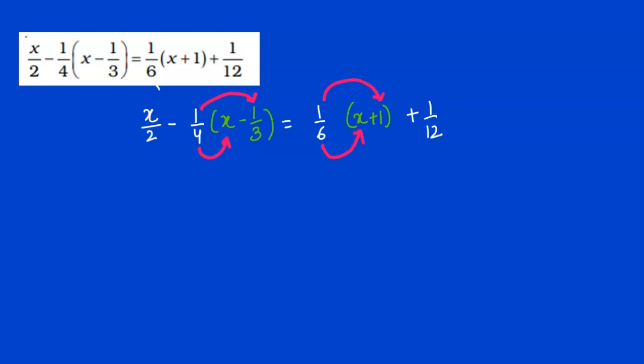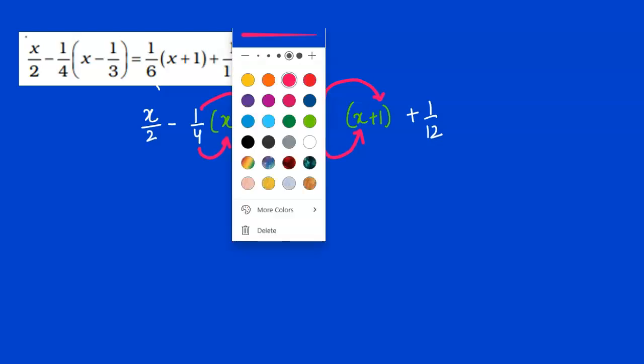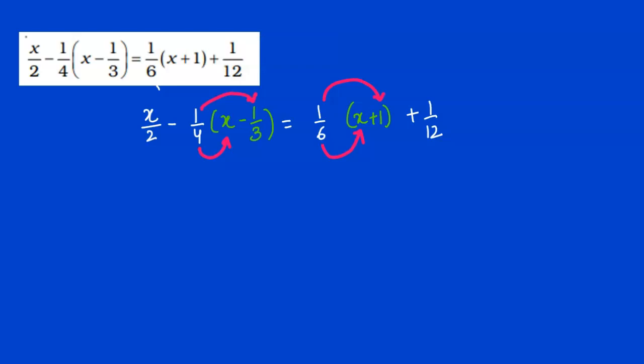Now another thing to notice over here is that this is not positive 1 by 3. In fact, we can look at it like this, that this is negative 1 by 3. So 1 by 4, and same thing here. We can look at it like this. So it is negative 1 by 4 which is being multiplied by x and by negative 1 by 3. So let's see what do we get when we do the multiplications.